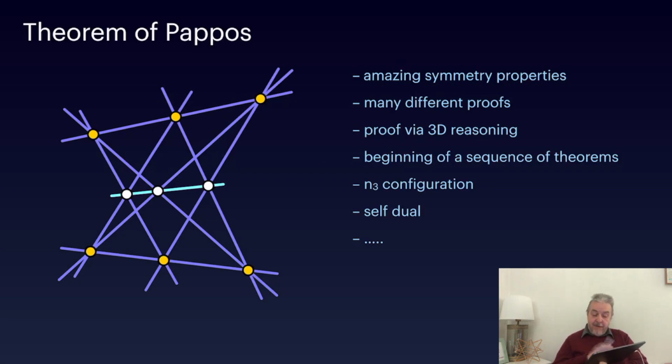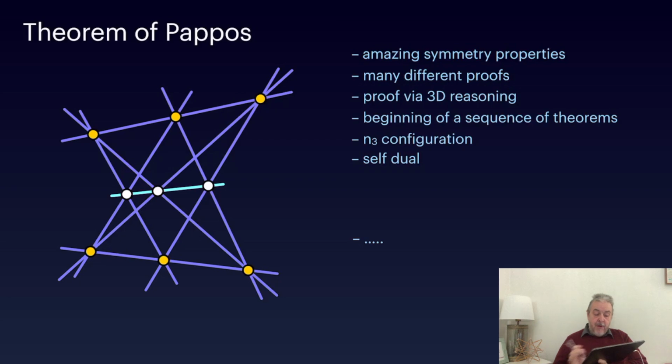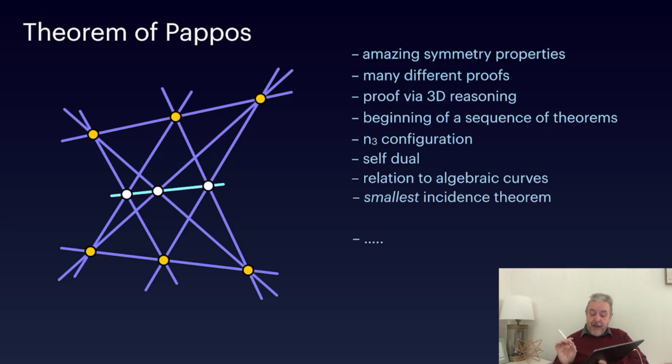And I must say I love this theorem even more than Desargues' theorem, because if you look at it, even more properties hold. So it has an interesting relation to algebraic curves. It has the following nice properties. It's essentially the smallest incidence theorem that you may have in the real projective plane. There is no other incidence theorem that has fewer points than this one. For all other incidence theorems, you need more points, at least if you are in the real projective plane.